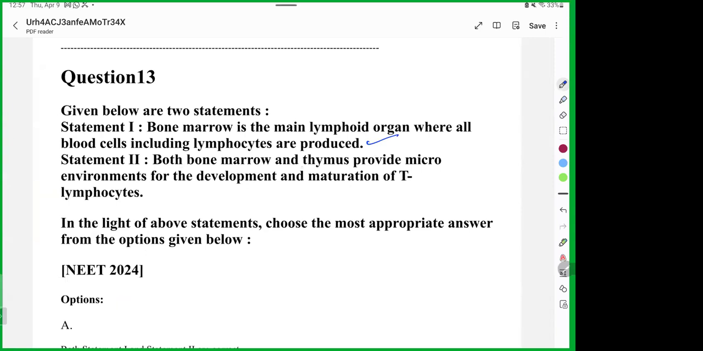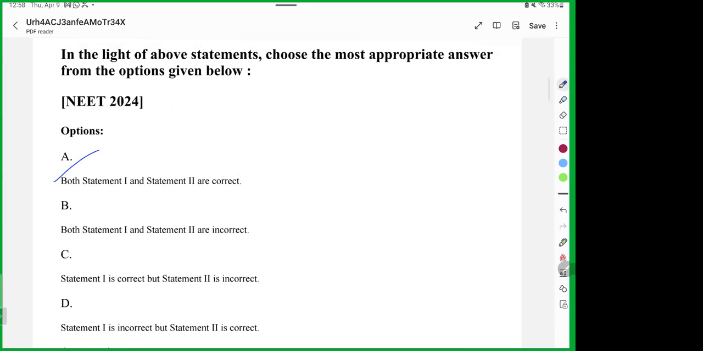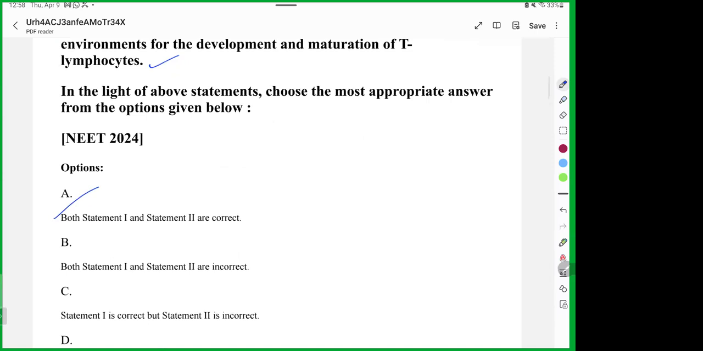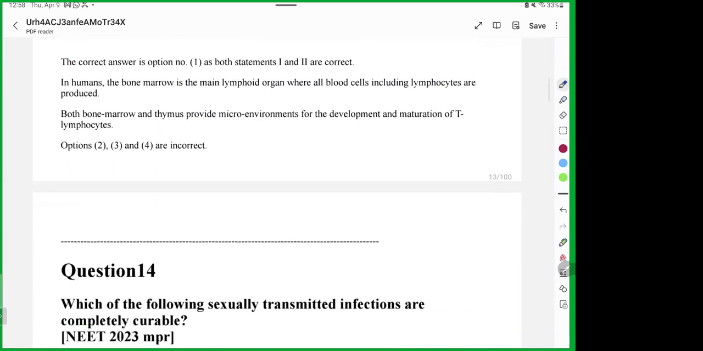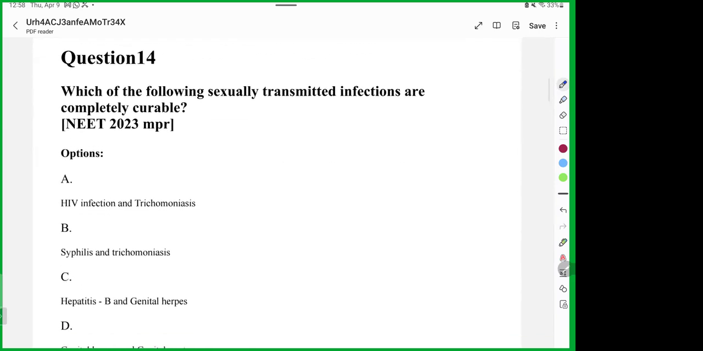Both bone marrow and thymus provide the microenvironment for development and maturation of T lymphocytes. Both are correct. Any doubt, Aditya? If you feel, sir, I didn't understand, you can ask again, guys.